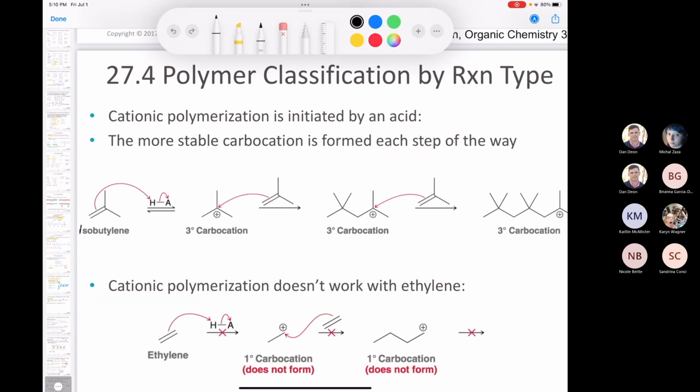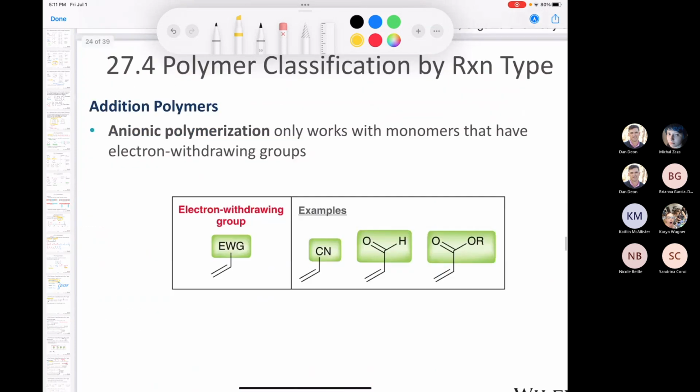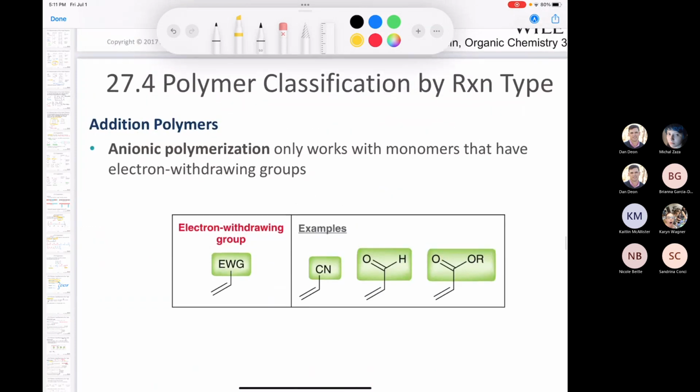However, cationic polymerization is not going to work if we're using ethylene. Why doesn't that work? It's a nice idea, but it can't work because you end up with a primary carbocation as an intermediate. And what do we know about that in organic chemistry? A primary carbocation is very unstable. It's a big no-no in organic chemistry. All right, so if we're not going to form it, it's not going to work. You've got to use something else to polymerize ethylene. All right, so that covers cationic addition.